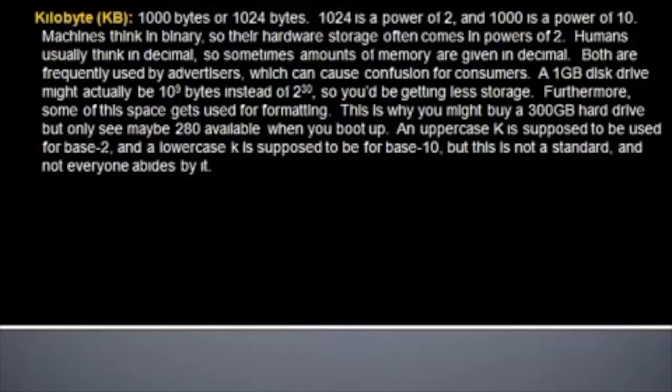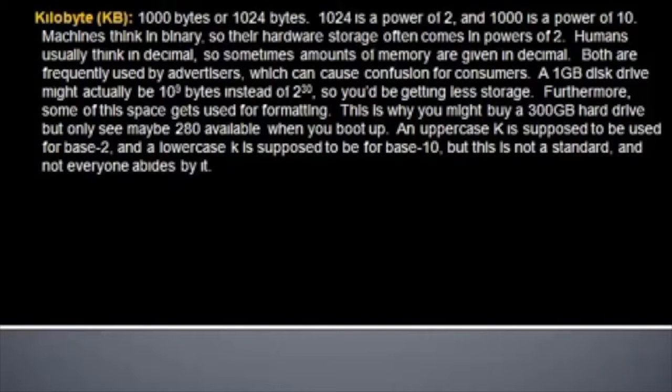Kilobyte, 1000 bytes or 1024 bytes. 1024 is a power of 2, and 1000 is a power of 10. Machines think in binary, so their hardware storage often comes in powers of 2. Humans usually think in decimal, so sometimes amounts of memory are given in decimal. Both are frequently used by advertisers, which can cause confusion for consumers.